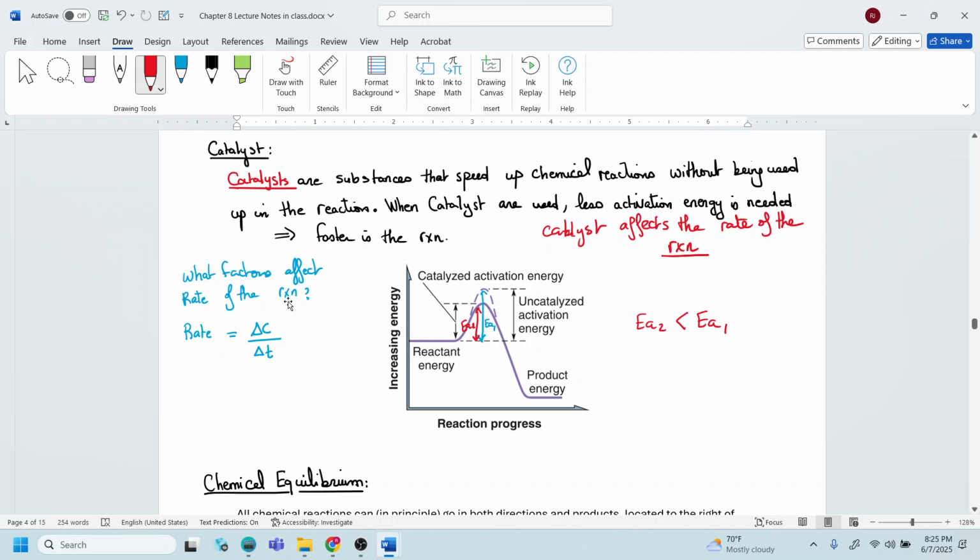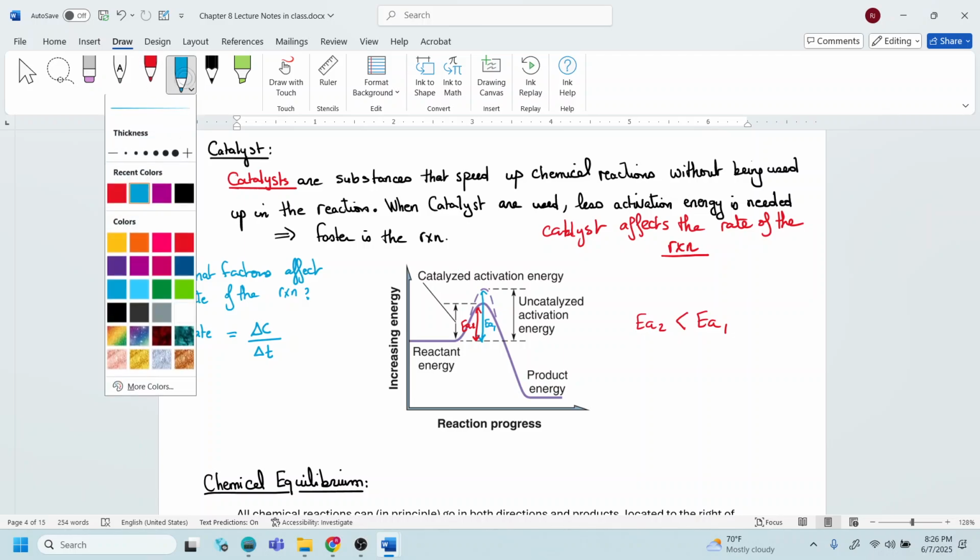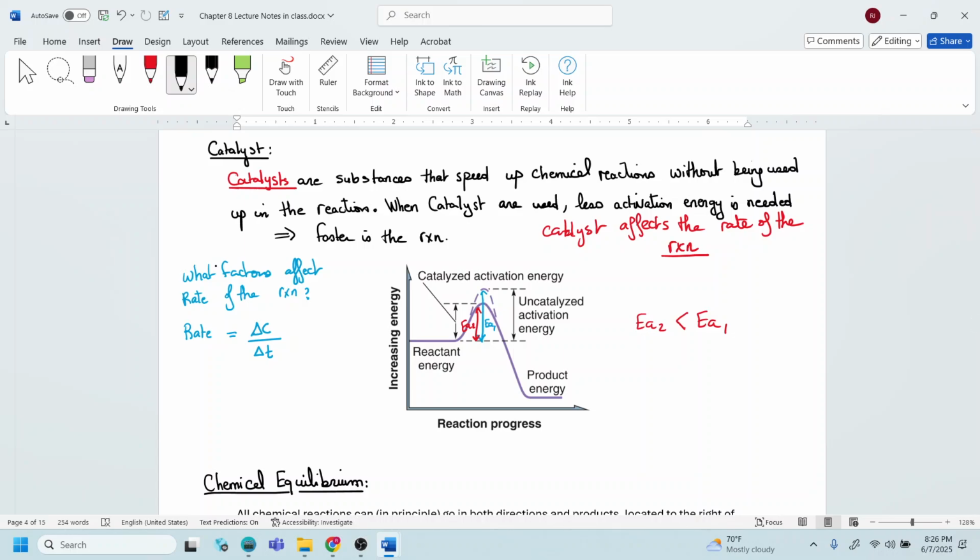So what other factors affect the rate of the reaction other than the catalyst? It's the temperature and the concentration. This is time, okay? So if you look at the rate equation, it's a change in the concentration versus time. So if I increase the concentration of the reactants, the rate is going to increase. So the rate depends on two things other than the catalyst. The rate depends on the concentration of the reactants. Okay, so let's put that. So the factors that affect the rate of the reaction is the concentration of the reactants.